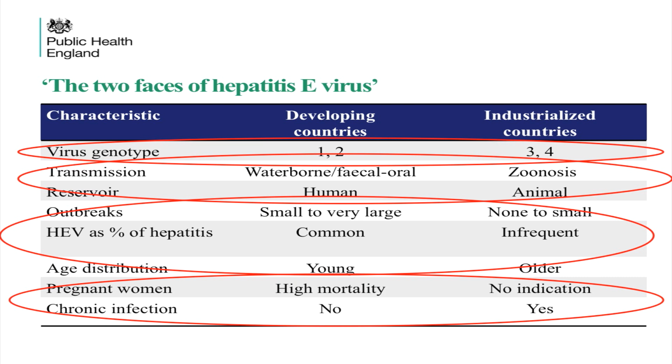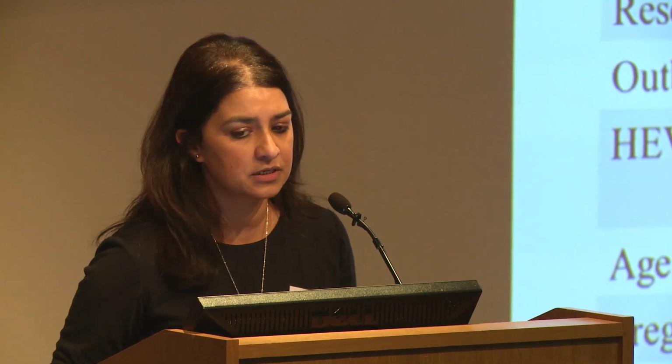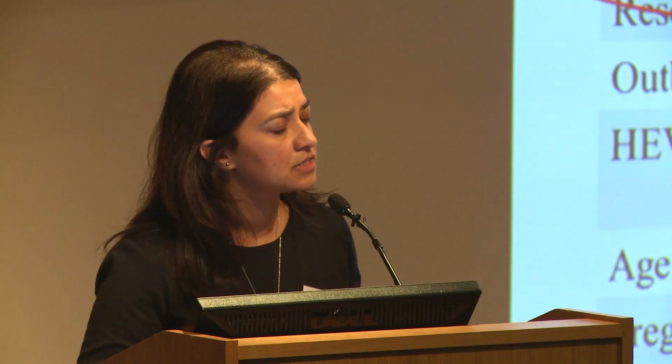So the picture for the developing world has been well established. We've known about it for a very long time. But where new data and a new understanding and re-evaluation of Hep E has really come from is data coming out of the industrialized countries. So we have a distribution of various genotypes, from what we see in the developing world to what we see in industrialized countries. This is probably not surprising. But we have very stark differences in transmission routes, but also in reservoirs of infection, in different parts of the world.